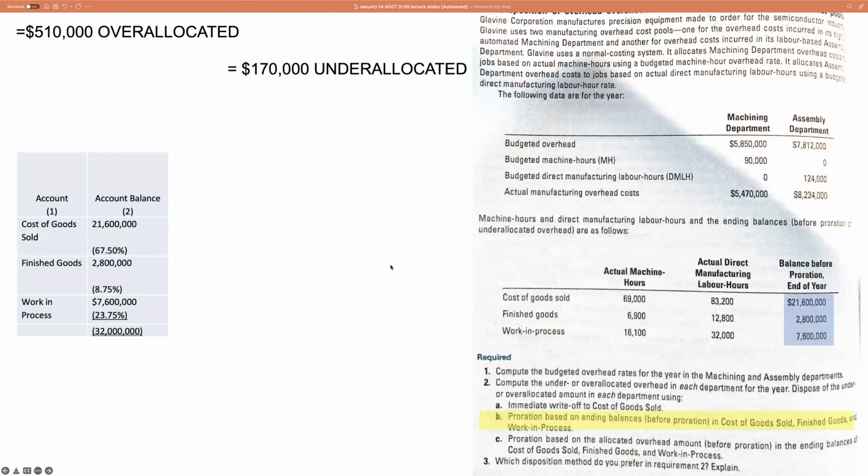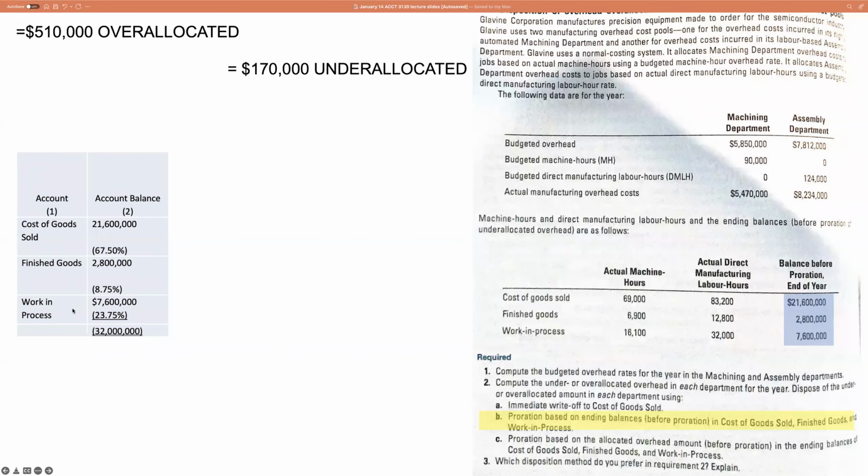First, let's take a look at the balance prior to the proration. Did you see that on the right side of the screen? I used the blue color to highlight the numbers. This is where I got the numbers. These 3 numbers are the balance before the proration, before I make an adjustment. For cost of goods sold, the balance is 21,600,000, finished goods 2.8, work in process 7.6 million.